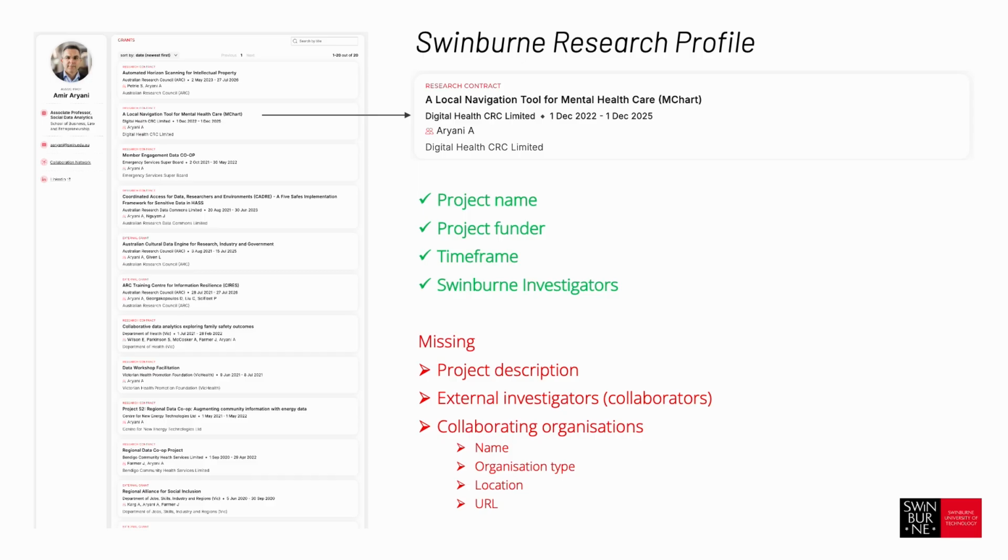However, when we get to the projects, things get more difficult. In this case, I have screenshots from the profile page of Swinlearn. This is a platform that runs on Symplectic Elements, and it has a nice list of research outputs and projects. Now, when we get to the projects in this space, we have a project name, the funder, the time frame, and even the investigators, but oddly enough it is limited to Swinburne University, and we are missing some critical information.